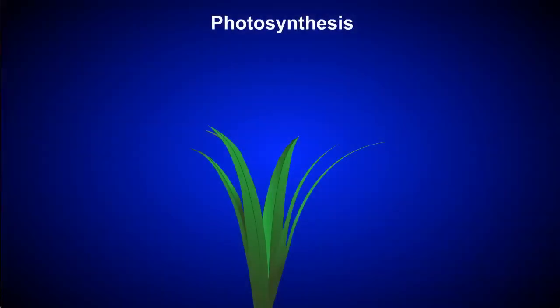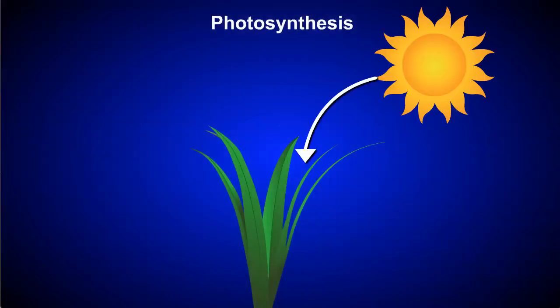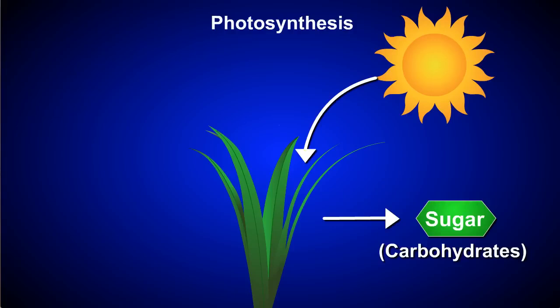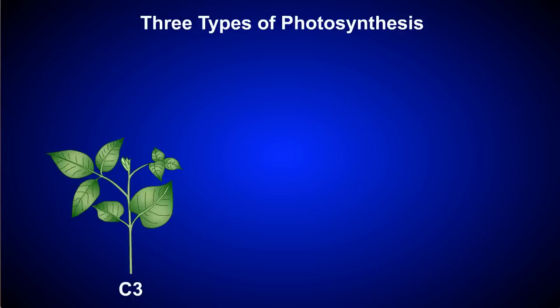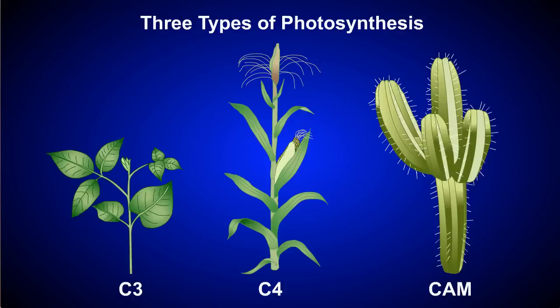Photosynthesis is the process by which plants capture the energy of the sun to make carbohydrates. But there are minor variations in how plants do this depending on the environment in which the plant lives. In this tutorial, we'll look at the differences between the three types of photosynthesis: C3, C4, and CAM.